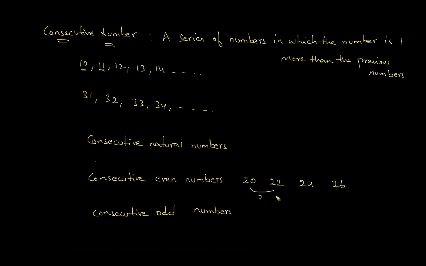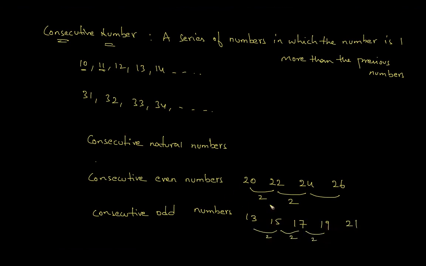But there is a difference of 2. This is a series of numbers in which each number is 2 more than the previous number. Then that is called consecutive even numbers. Then what are consecutive odd numbers? 13, 15, 17, 19, 21. These are called the consecutive odd numbers. What is the difference?